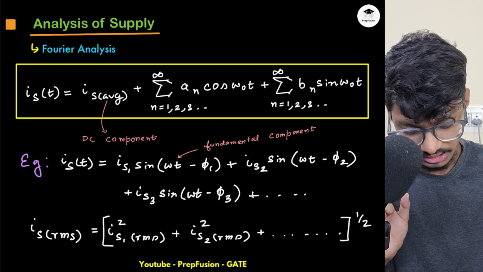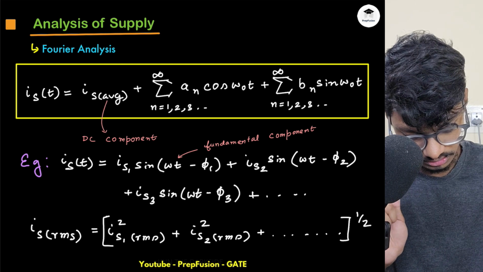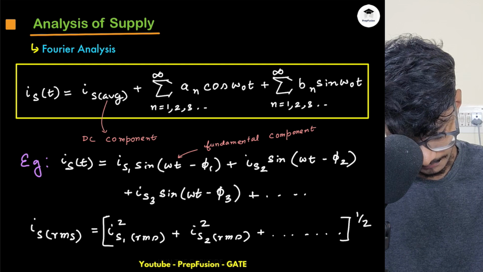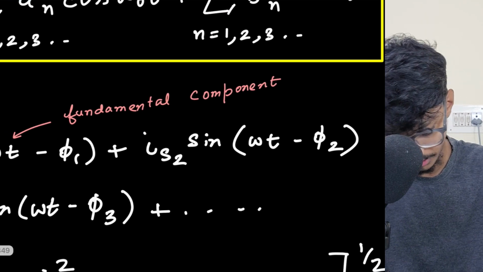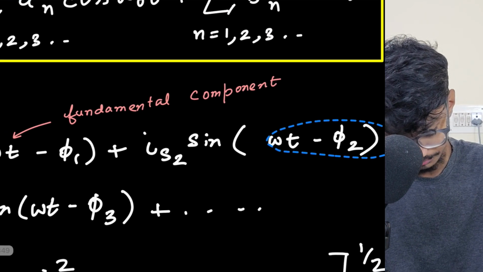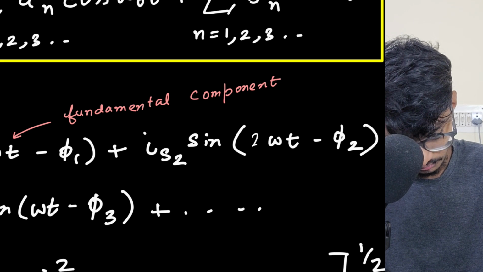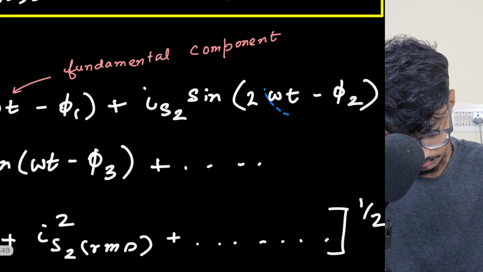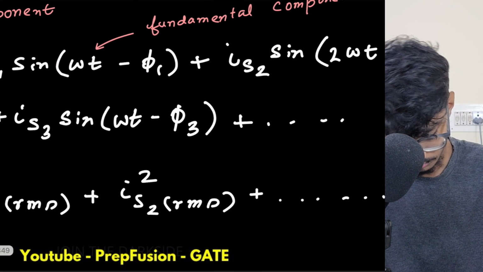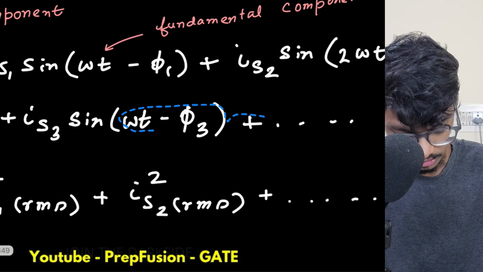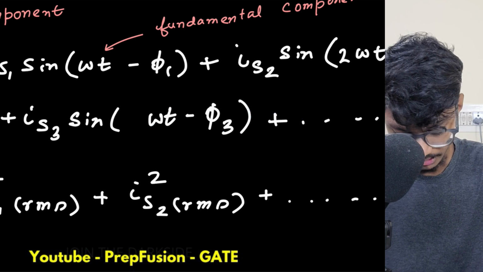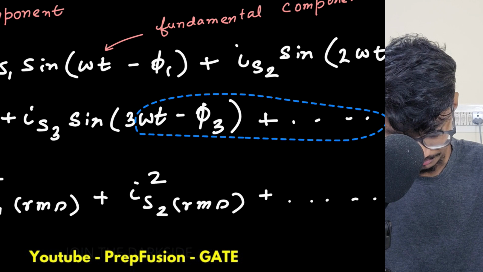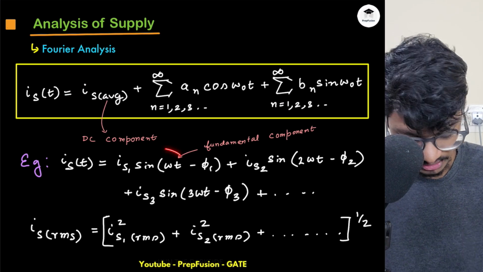All the other components, like this is 2 omega t, this will be 2 omega, this will be 3 omega. So this will be multiples of the fundamental frequency in our Fourier series analysis. All this will be multiples, and this will be the fundamental frequency.